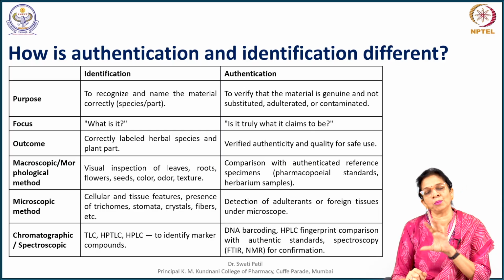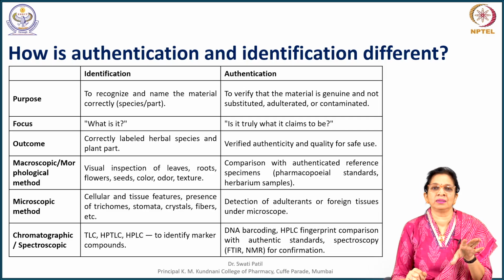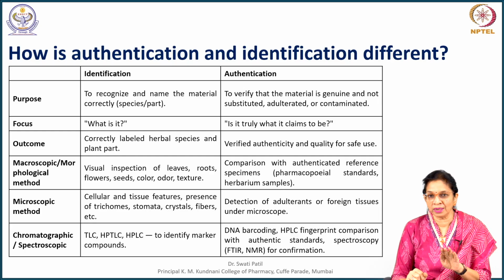So, by looking at the morphological features, we may consider that the particular herb or the plant part is XYZ or can be named. Authentication further verifies it, so we can actually stamp that material and say that this material is genuine, not substituted, adulterated or contaminated.